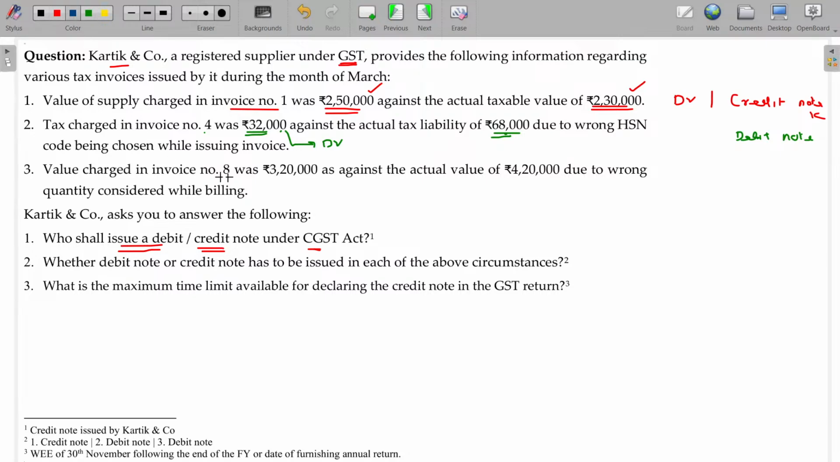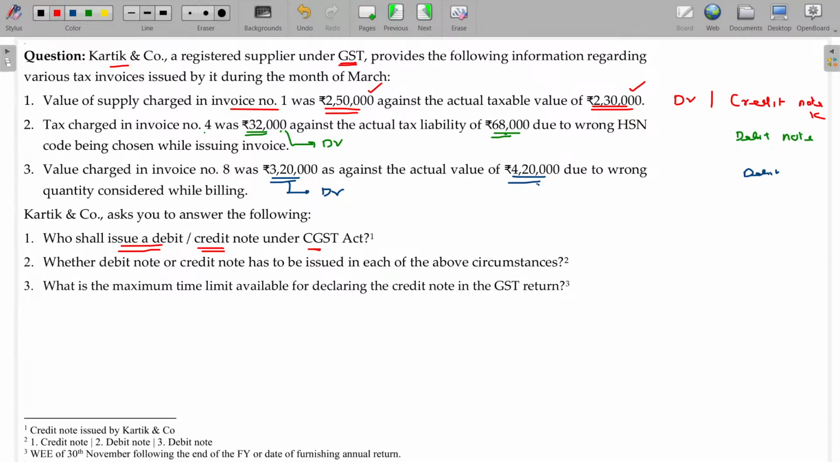And value charged in invoice number 8 was 3,20,000 as against the actual value of 4,20,000 due to wrong quantity considered while billing. We charged this much only, which means this is the amount debited. Actually we have to debit this much. So we have to debit further. So again we need to issue a debit note.